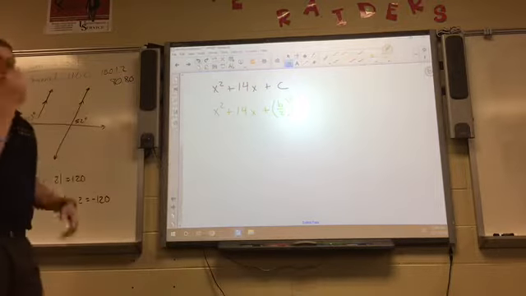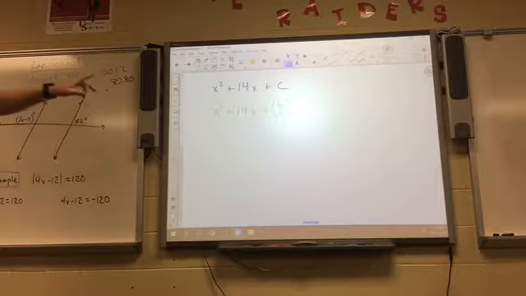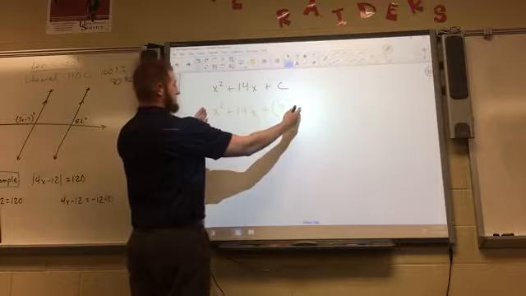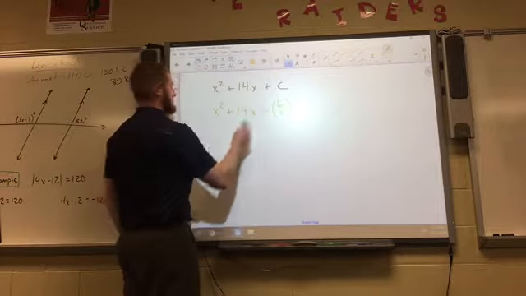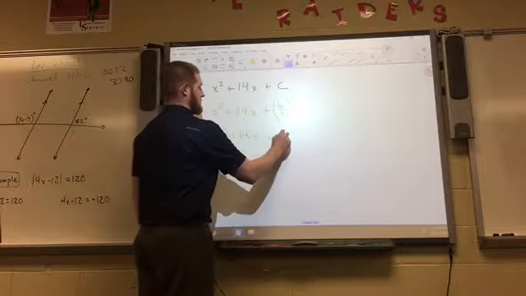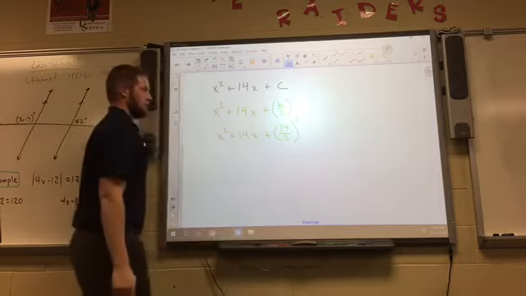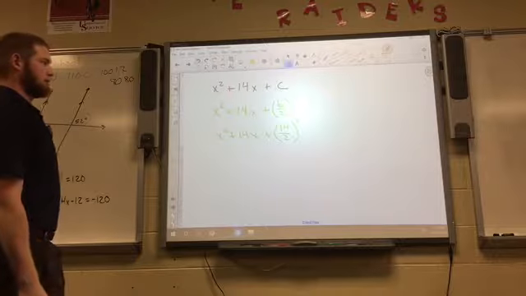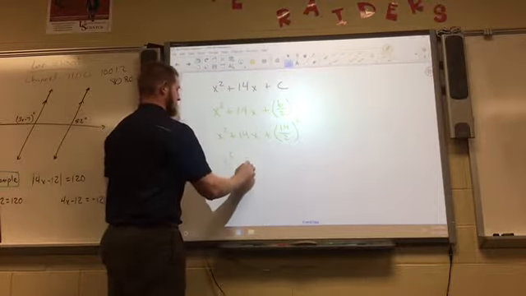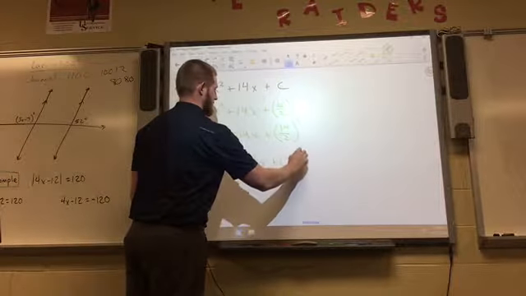Sometimes you can just look at these and figure them out and think about it. If you use b over 2 squared, it will work every single time. Okay? So, if this is the case, what is b currently? 14. And I'm going to write out every single step these first couple times. So I have 14 over 2 squared. Okay, we just keep reducing. X squared plus 14x plus 7 squared, right?